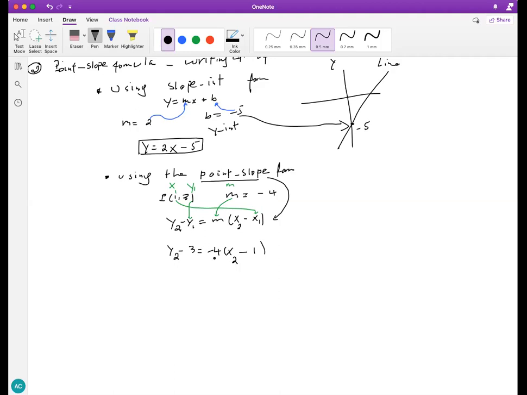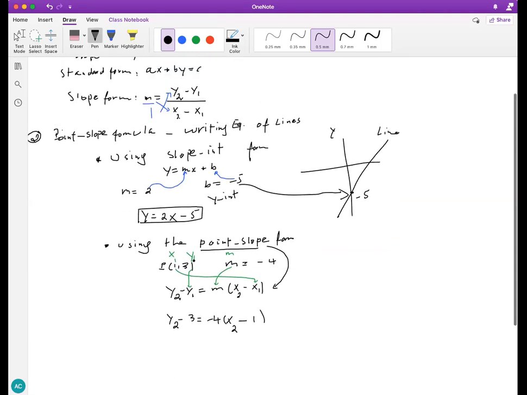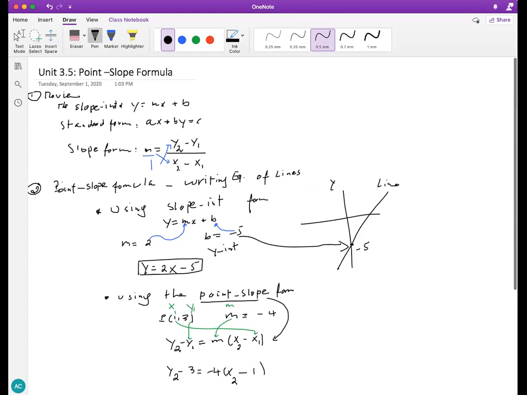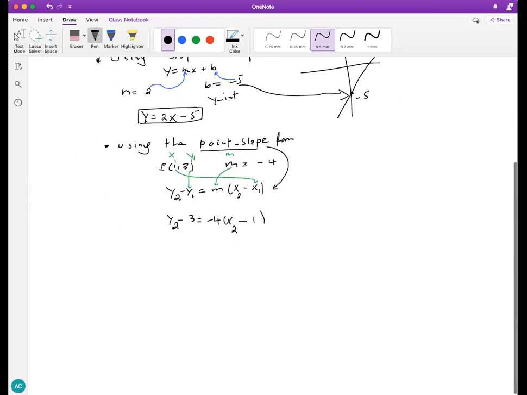We just need to simplify it a little bit. We're going to do a little distribution here. We're going to try to keep the y by itself on one side and have the rest on the other side. At this point, we don't need to call these y2 and x2. We can just call them y and x because we no longer have y1 and x1 to confuse them with. So y minus 3 equals -4 times (x minus 1).